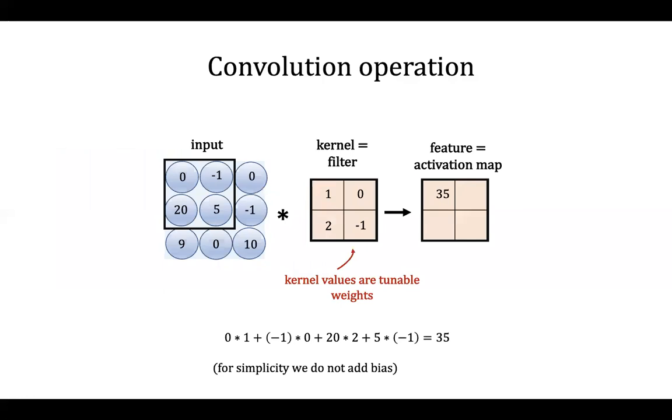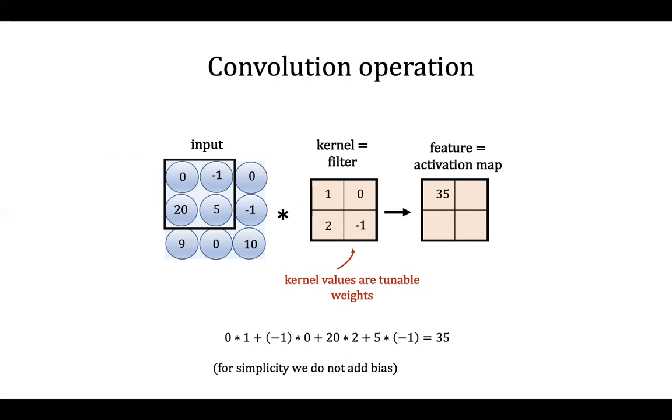So now we're going to briefly go through the convolution operation in CNNs. So imagine that you have some input. In this case, let's say a 3x3 image. And you also have another matrix, which is smaller than the input. And the values of this matrix are trainable, or tunable, weights. And this matrix is called a kernel or filter. So what we do, we just take this kernel, put it on top of the input, and compute a weighted sum with the corresponding values.